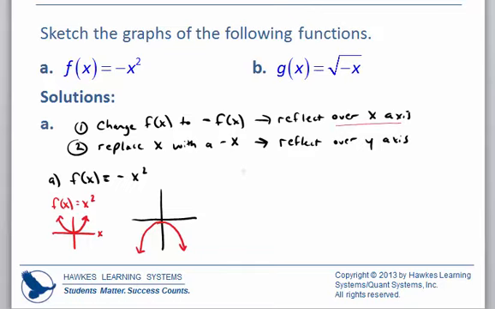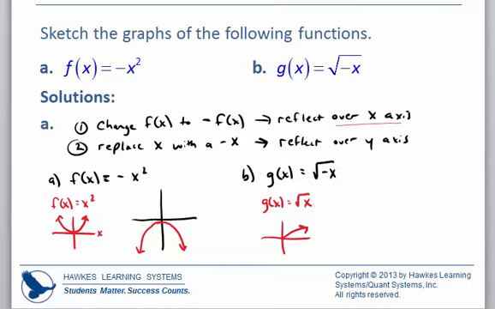All right, let's look at part B. We have g of x equals the square root of negative x. Again, think about your basic functions. This one is based on the square root of x, and that graph is going to look like that. What has happened here to go from our original function to the new one?